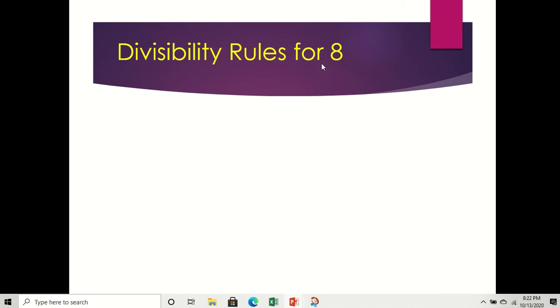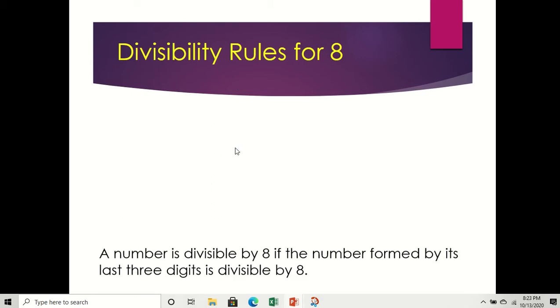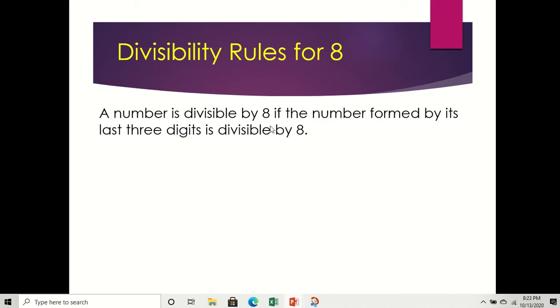Let's have divisibility rules for 8. Just like in divisibility rules for 4, it has also two rules. Number 1, a number is divisible by 8 if the number formed by its last three digits is divisible by 8. Example, 15,480. The last three digits 480 when divided by 8 equals 60. So there's no remainder. It means 15,480 is divisible by 8.